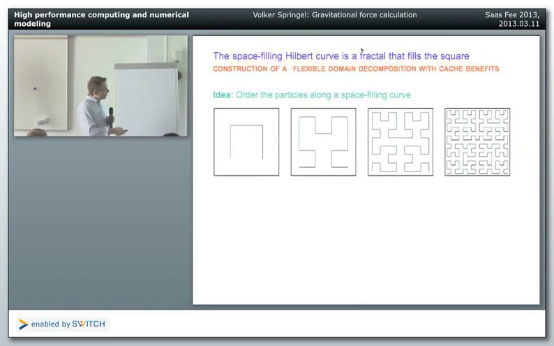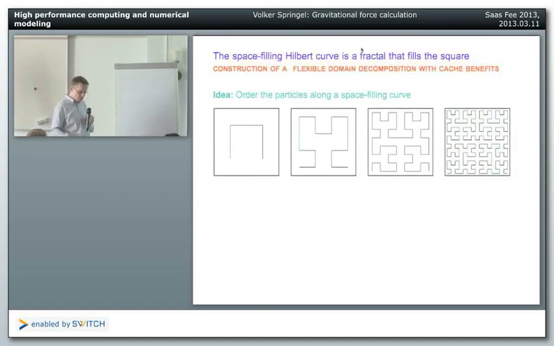2 points that are close on the line will also be close in 2D space. So it's a kind of optimal mapping of, in this case, 2-dimensional space onto a line, where you try to maintain a lot of spatial coherence. That means the information that 2 points are close together in 2D space is preserved to a large degree.